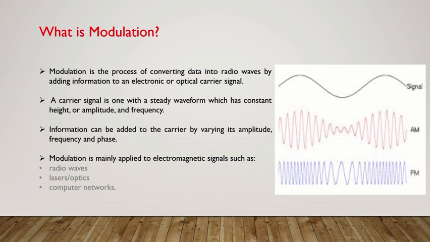Information can be added to the carrier by varying its amplitude, frequency and phase. As you can see in the figure, the amplitude and frequency are varied as information is added. And modulation is mainly applied in electromagnetic signals such as radio waves, laser optics, and computer networks.